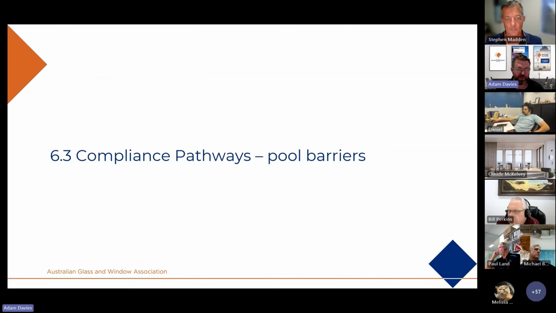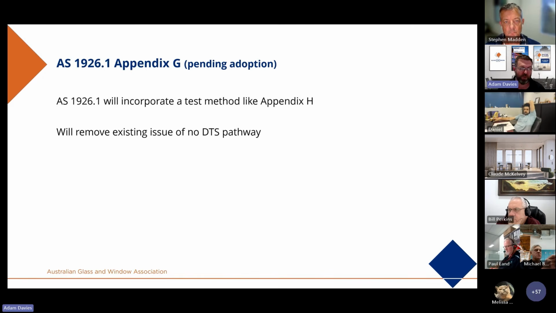I move over to pool barriers. As I mentioned, there's a new appendix coming out, hopefully not too far away, for pool barriers. And it will be a test method. Again, it's essentially like Appendix H, but it is nowhere near as stringent for various reasons. We are not primarily protecting a fall here. The main intent of the pool barrier is to restrict access from young children. It will remove, as I mentioned, the issue of no real straight DTS pathway with pool fencing.